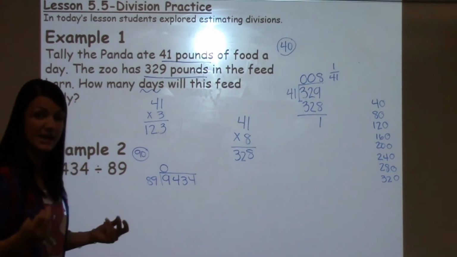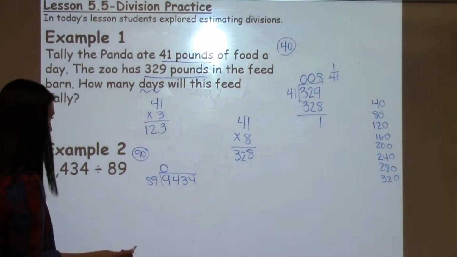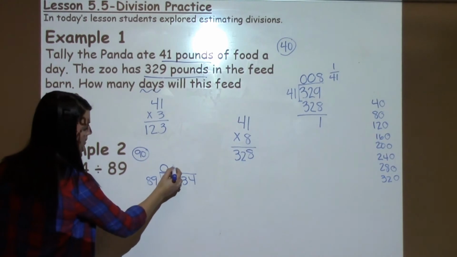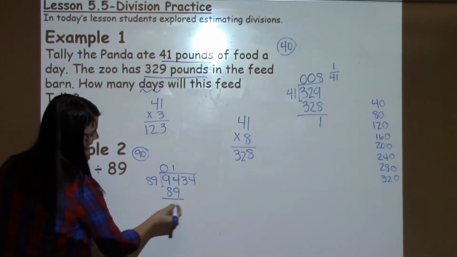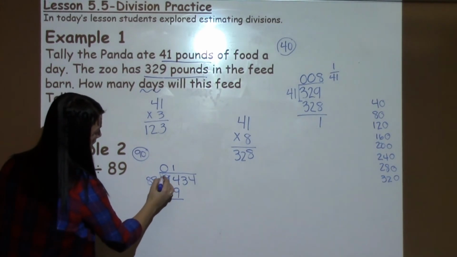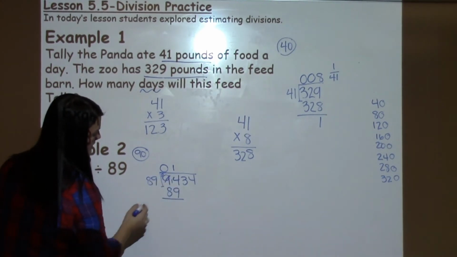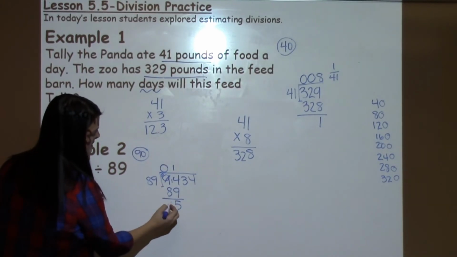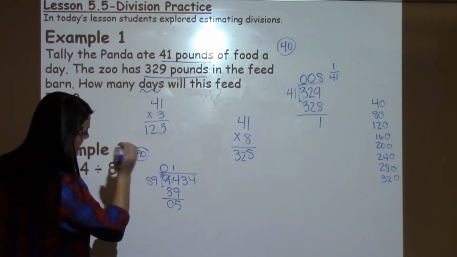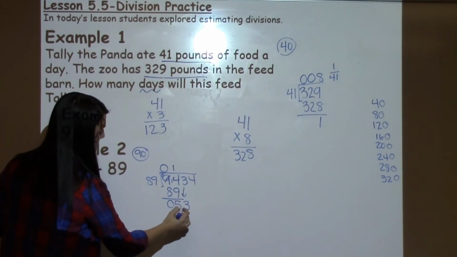Hopefully students will see that 89 is pretty close to 94, and so I really only need to put that in one time. And then I'm going to go ahead and subtract 89. I'm going to borrow from the 9 to make that 14. 14 minus 9 is 5. 8 minus 8 is 0. Then I'm going to go ahead and bring down my 3.